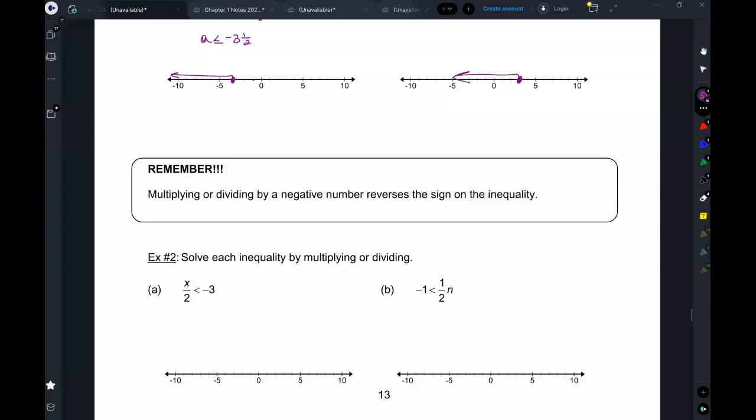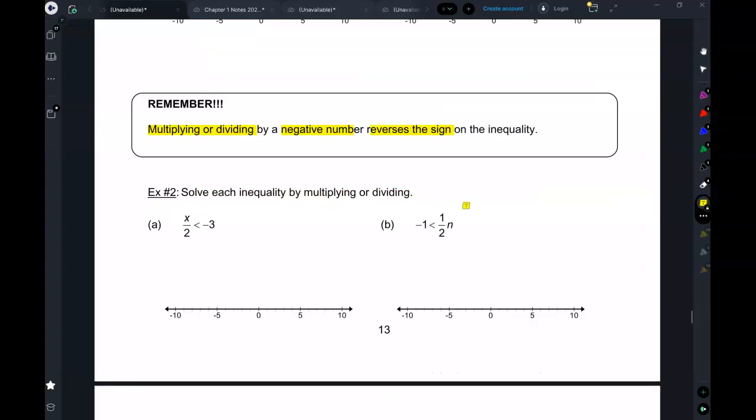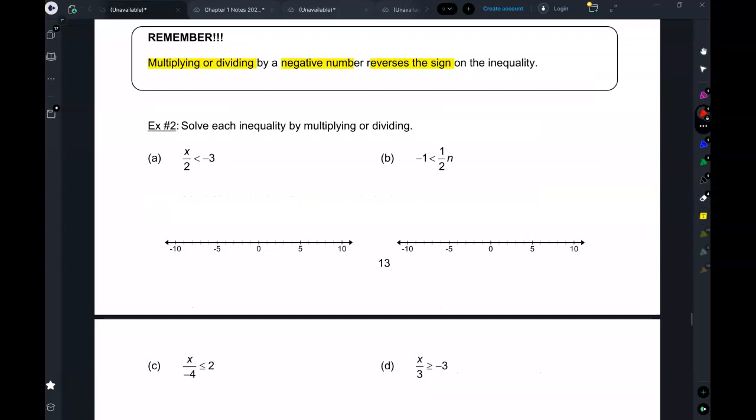Okay, so as a reminder, when you multiply or divide by a negative number, you have to reverse the sign, right? But you have to make sure the number that you're multiplying on both sides is negative. So look here, I have to get the x alone. So I have to multiply by 2, multiply by 2. Now the thing I'm multiplying on both sides is positive, so everything stays the way it is. So I just get x is less than negative 6. I go to negative 6 and I go to the left.